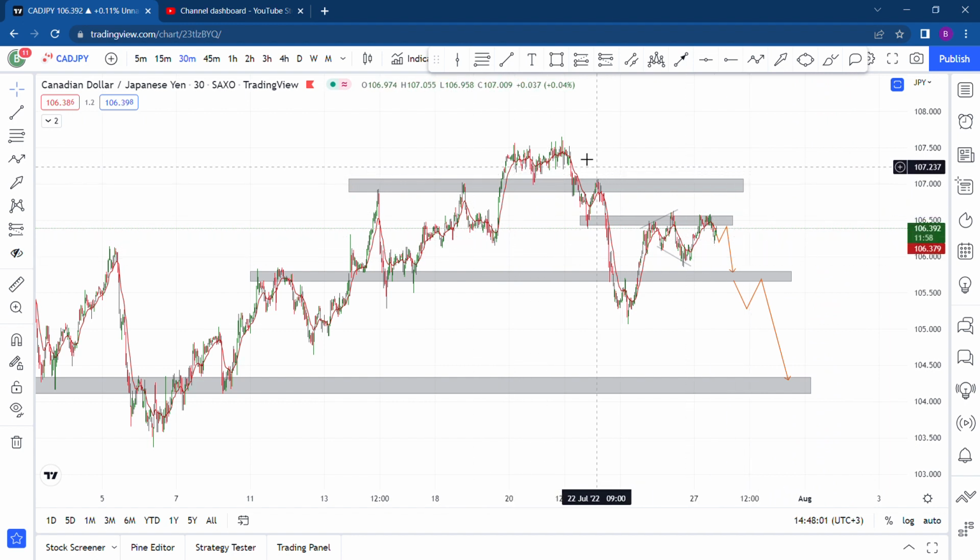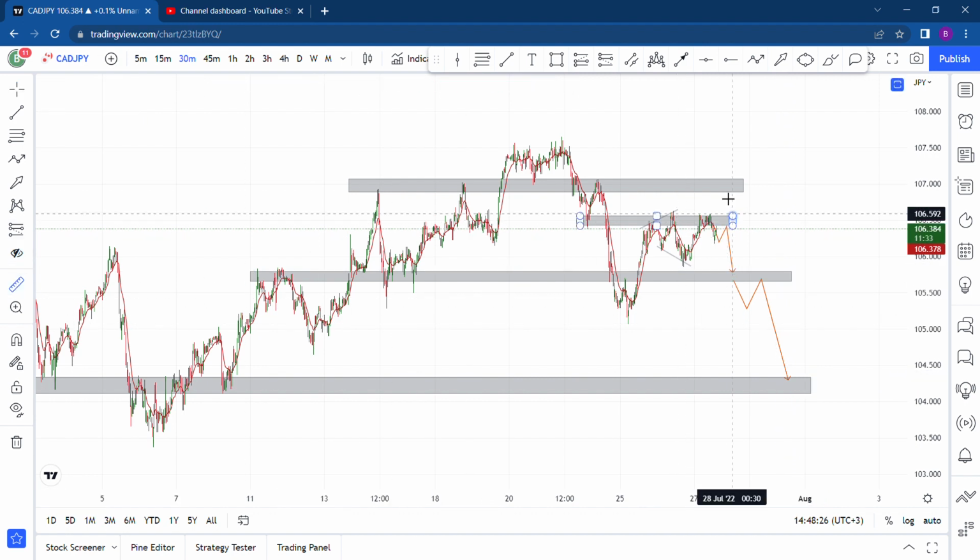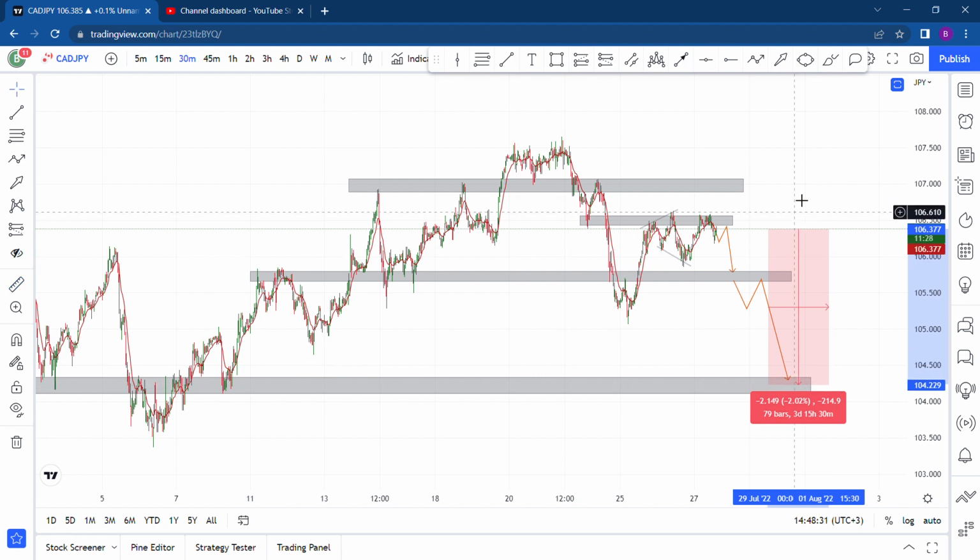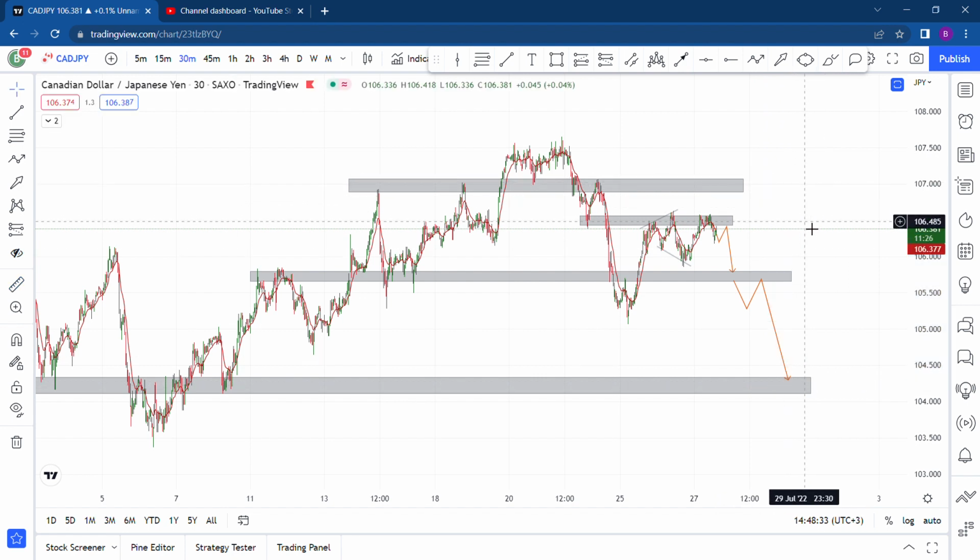The next setup is from CADJPY, Canadian dollar, Japanese yen. So this is the overall setup. The whole chart outlook looks like this, and we are waiting for price to drop, then break, retest, continue dropping up to here. So if the setup goes our way, we can target around 200 pips in total.